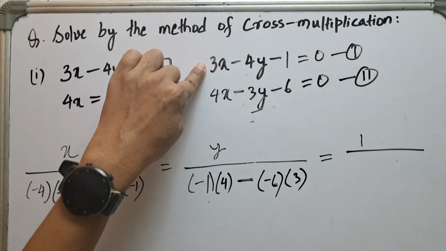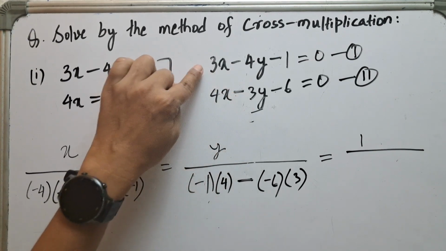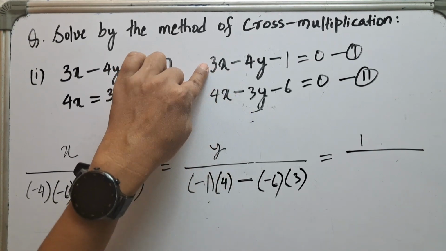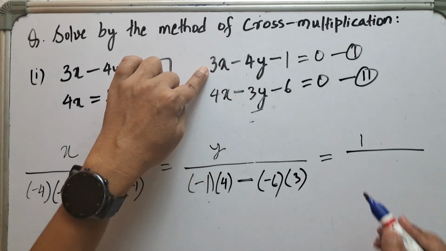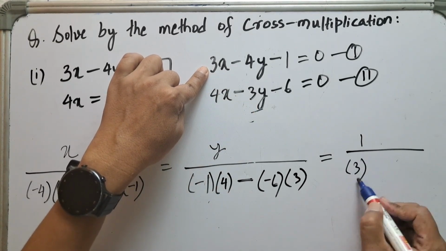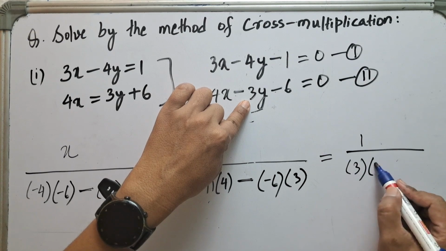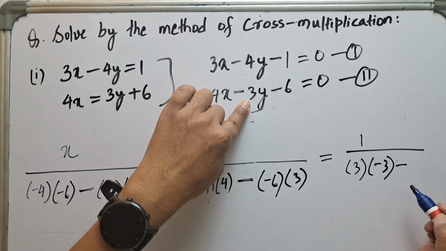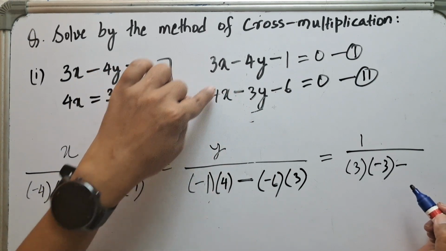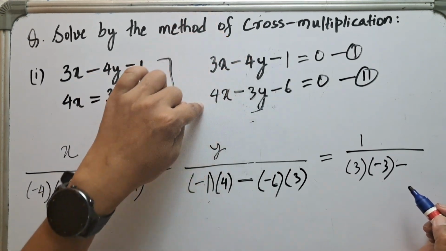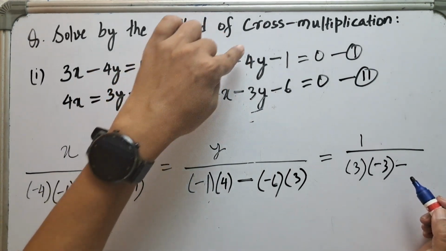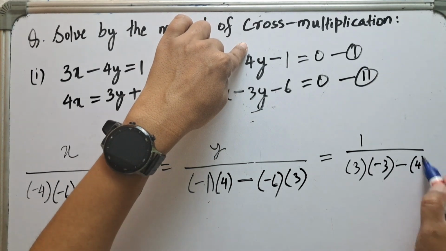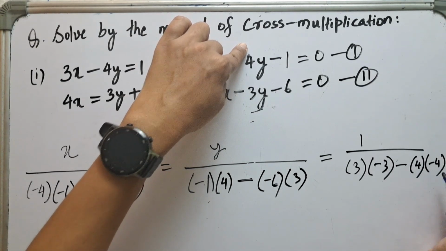So plus 3 into minus 3. We have to multiply diagonally from top to bottom first: plus 3 into this minus 3. Then comes the sign from the formula, that is minus. Now we have to multiply diagonally upward: plus 4 into minus 4.